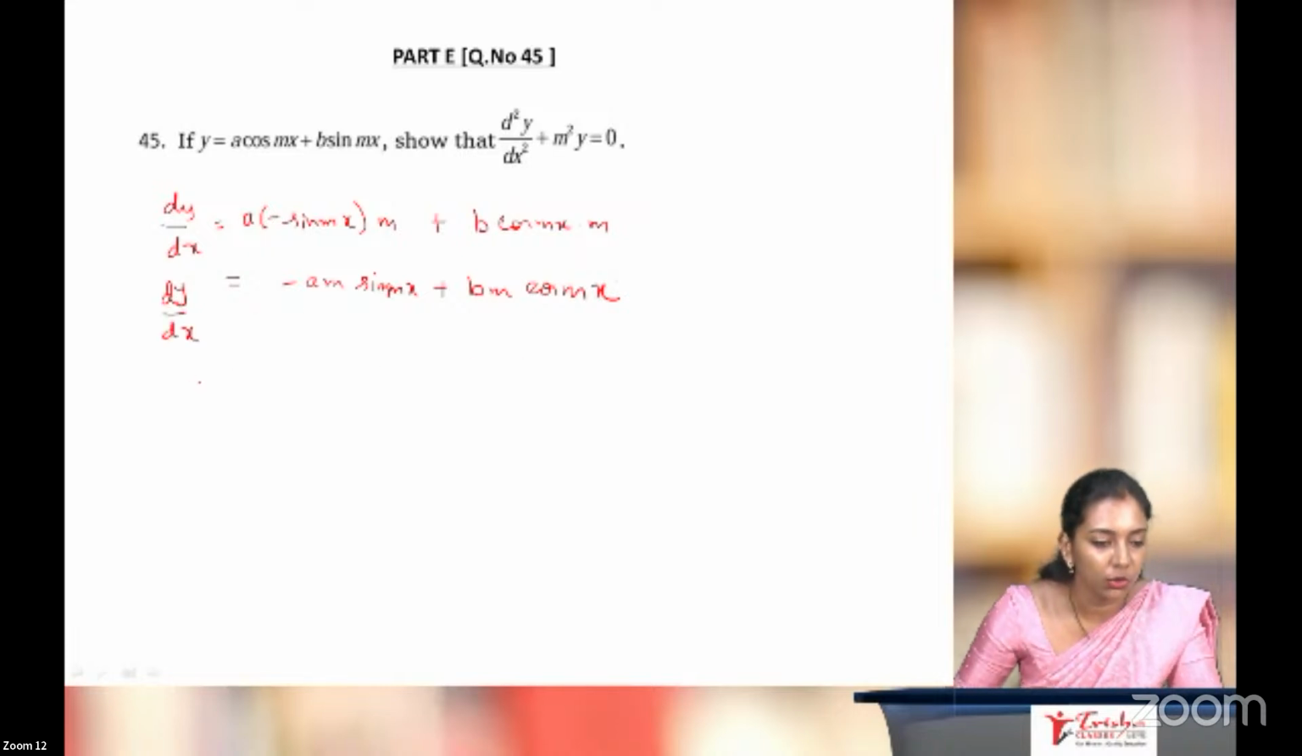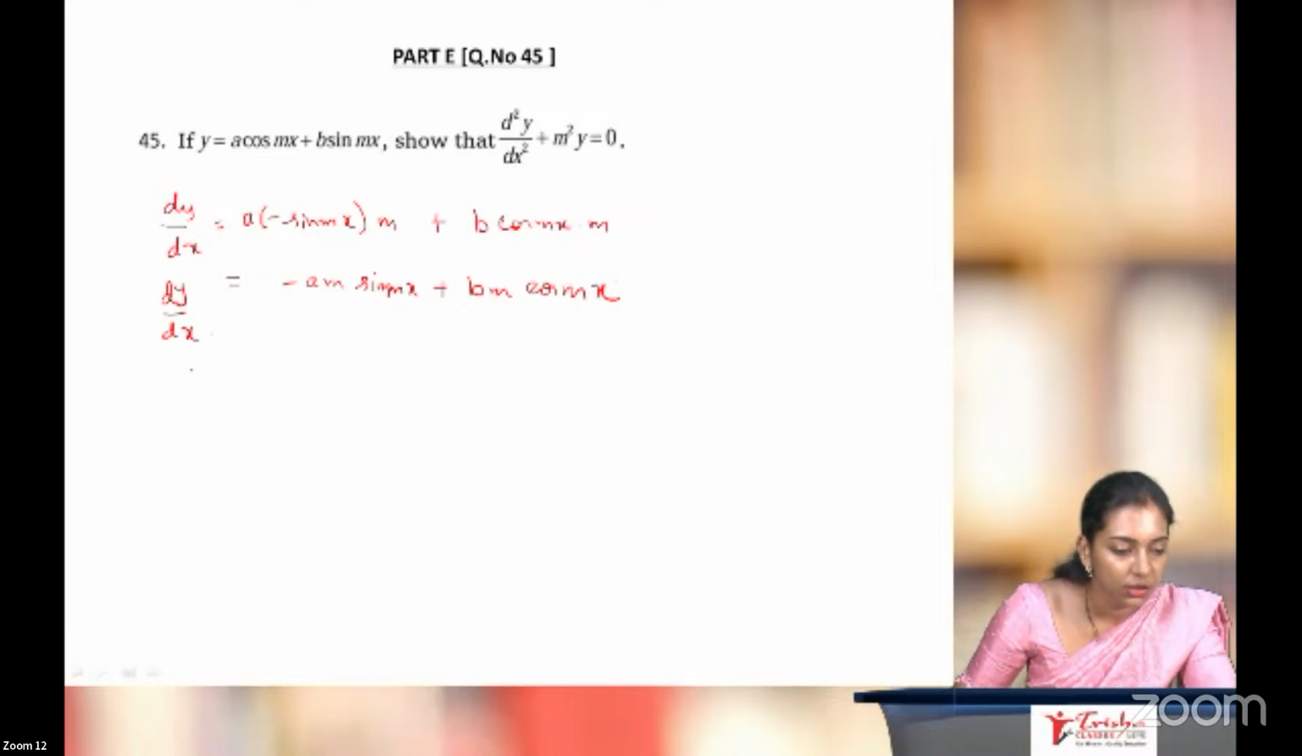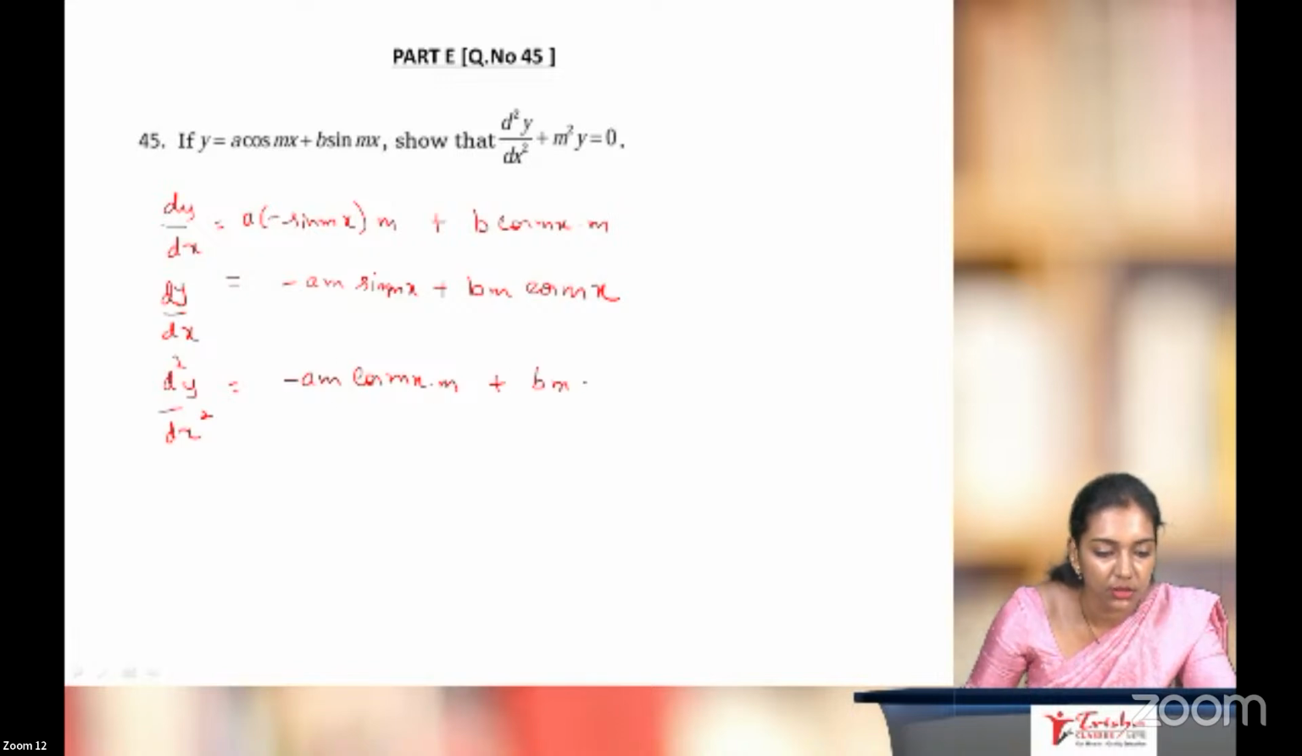Okay, so now what you have to do? You have to get the double differentiation, right? So start the double differentiation, d square y by dx square. So here you have minus am, constant, keep it as it is. Derivative of sin mx is cos mx into m. Okay. Plus bm is constant. Differentiation of cos is minus sin mx into m. So it is minus am square cos mx.